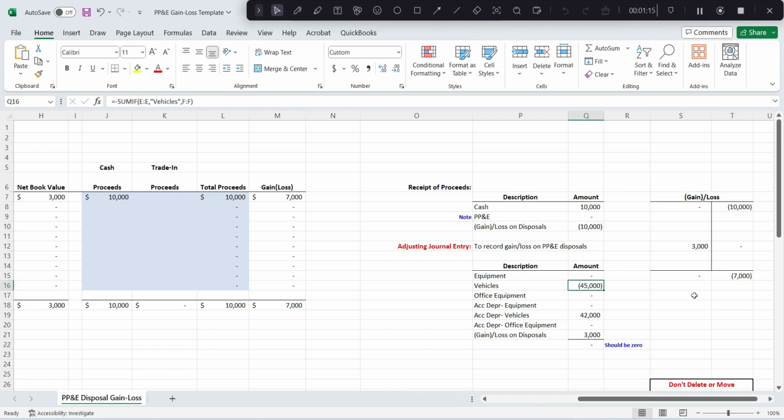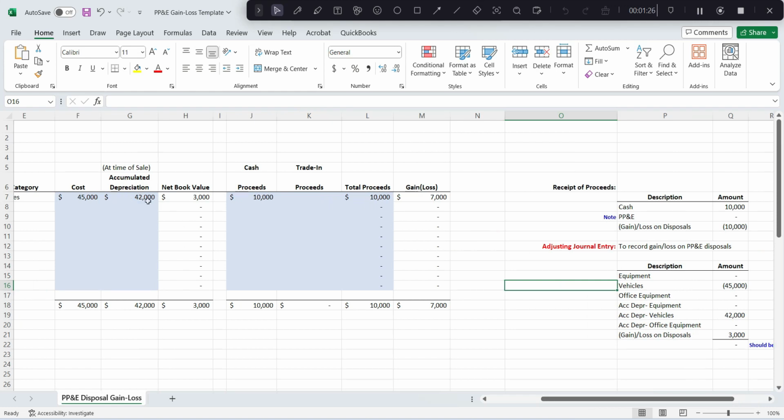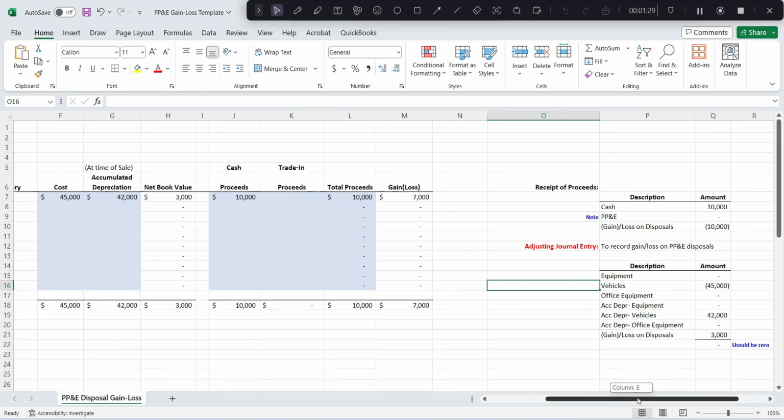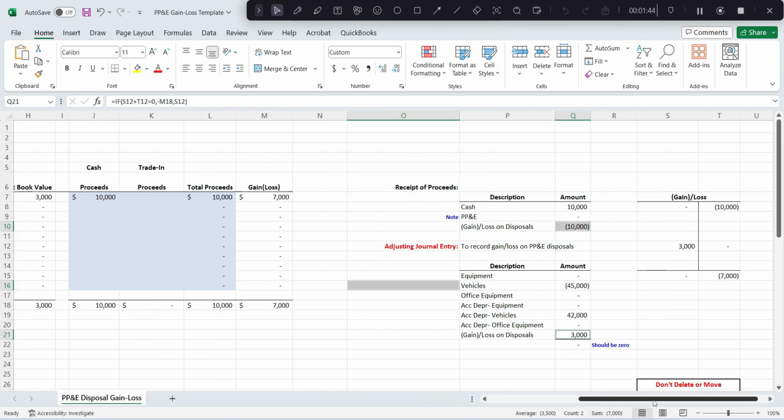We credit the vehicle, thus eliminating the vehicle from assets for $45,000, which was the cost. And we debit the accumulated depreciation, which was $42,000. This is where I'm getting these numbers from, this section here. Then to balance this entry, you debit your gain and loss account. So you credited the gain/loss here for $10,000, and you're debiting it for $3,000, leaving a net of $7,000. That matches this gain and loss. As you can see here, credit $10,000, debit $3,000, remaining is $7,000. You have accurately recorded the disposal of the vehicle.